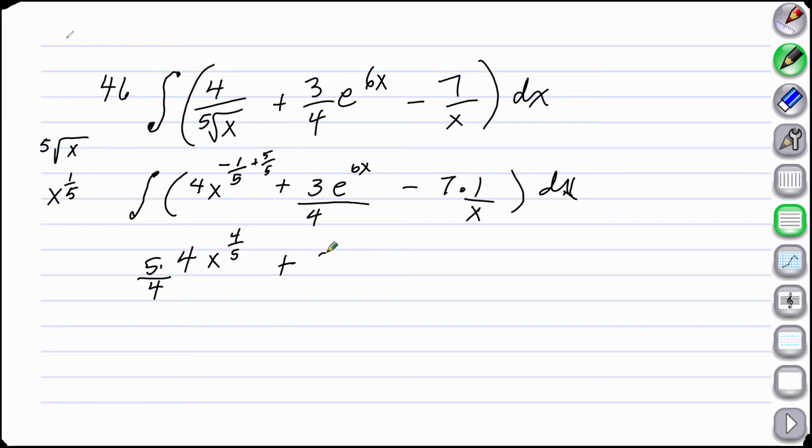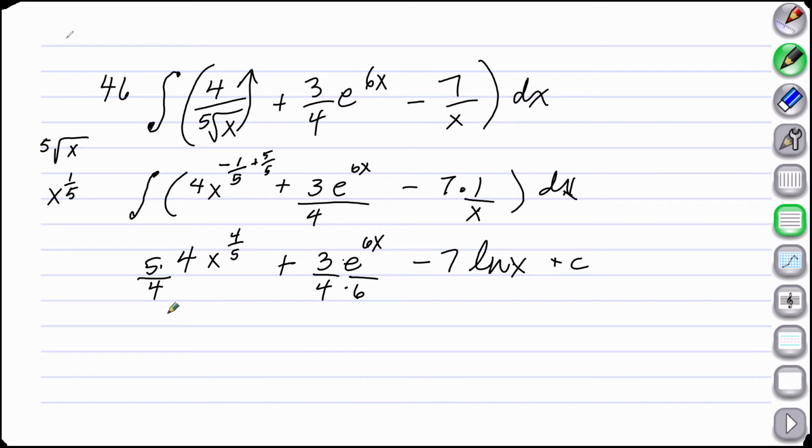Plus, this would be 3/4 e to the 6x over 6 minus 7 ln x plus c. So this is kind of tricky because see how we brought this one up, but this one we're not going to do it because if it was an x squared, I would bring it up. But if it's just an x, then that becomes 1 over x, which is ln x.